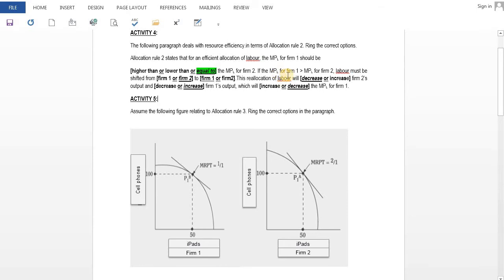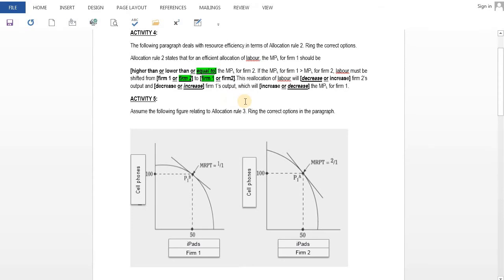And therefore, since the MPL for firm 1 is greater than the MPL for firm 2, labor must be shifted from firm 2 to firm 1, right? So that is the correct answer here. It's from firm 2 to firm 1. Now, this shift of labor will have an effect on the output of firm 2, and also on the output of firm 1, as well as the MPL for firm 1, right?